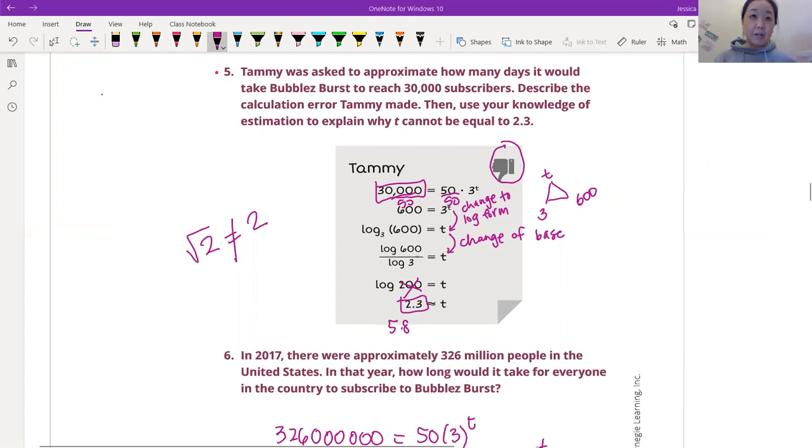And notice here, that's 600 divided by 3. You can't divide that because that's not actually 600 and that's not actually 3. What is it? It's the log of 600 and the log of 3. Just like right here, we said this is the square root of 2. Square root of 2 is not equal to 2, right? Because if it was, then why would we have the square root there?